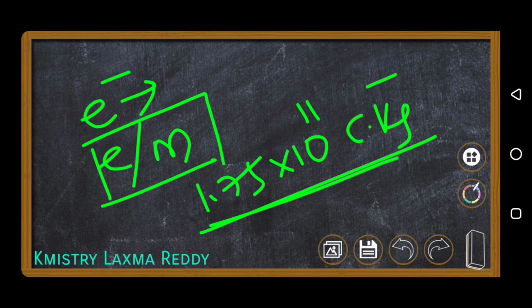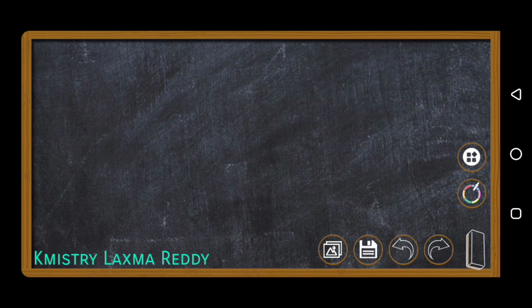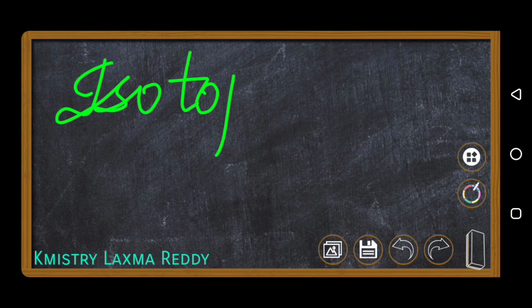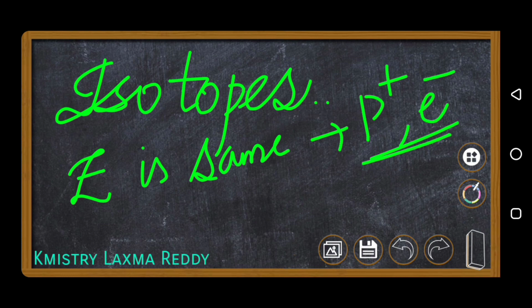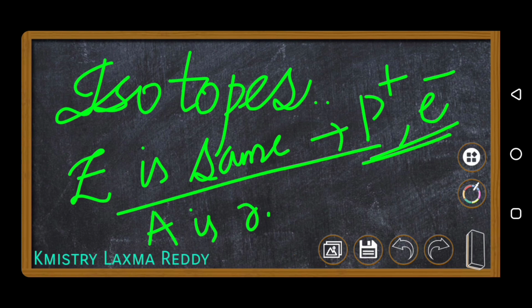Then we'll discuss a few lines about isobars, isotopes and all. First we'll go with isotopes. Isotopes means Z is the same. What is Z? Z is atomic number. Atomic number means protons number, or you can say electrons in the neutral atom, that is the same. Z is the same and A is different. What is A? A is mass number. If A is different and Z is the same, then they are called isotopes.